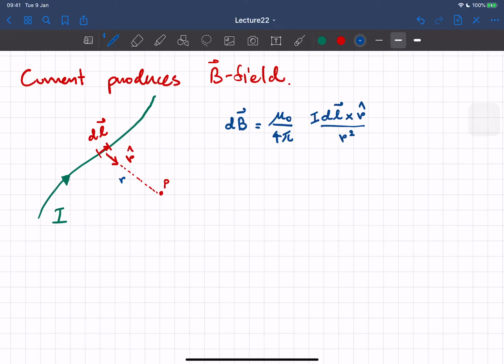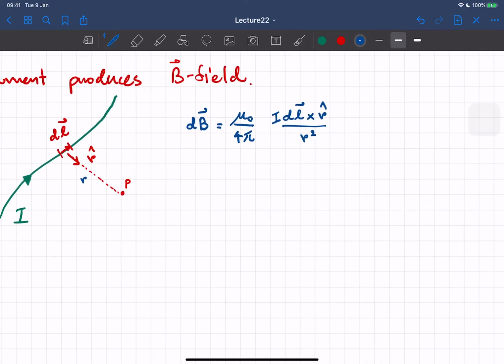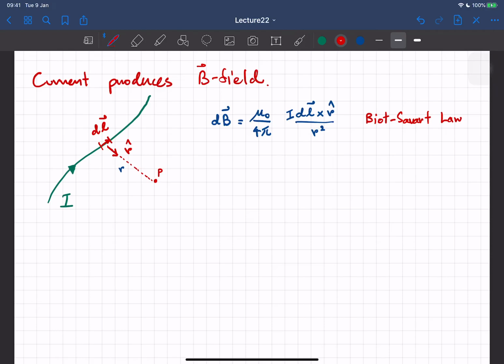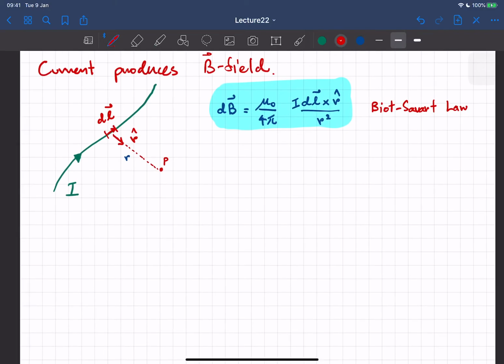This is called the Biot-Savart law, and it's the go-to formula if you want to calculate the magnetic field. In terms of applicability, this one is actually more useful than Ampere's law. But again, because the nature of the formula is mathematically quite complicated, we're not gonna spend too much time talking about this. Okay, so this is the Biot-Savart law.